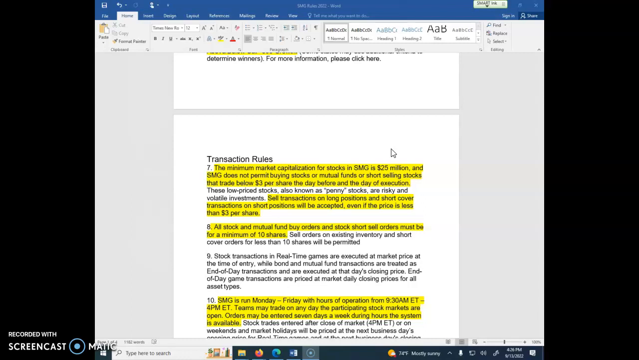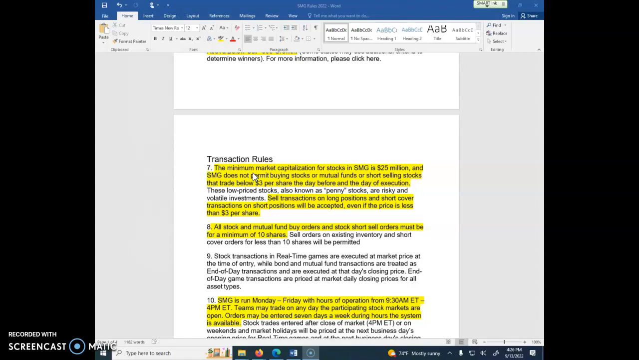And we did a little investigation, and the market cap was just under that minimum of $25 million. Another issue is the stock must be trading for a minimum of $3 per share in order to buy it. The stock market game will not let you buy a stock that is selling for less than $3 a share.